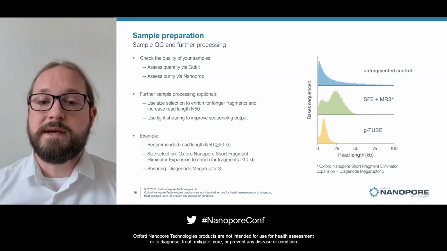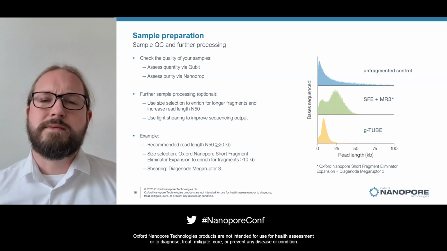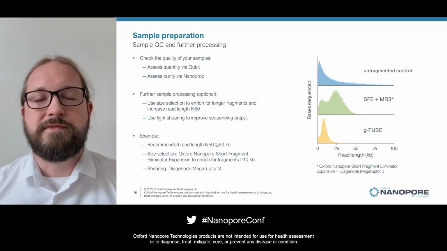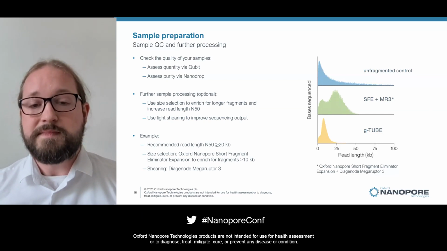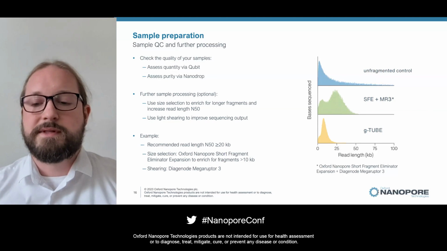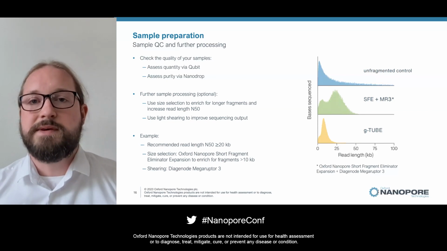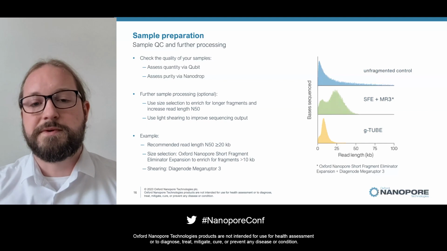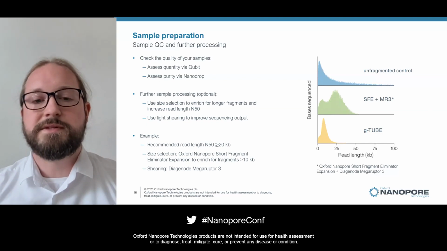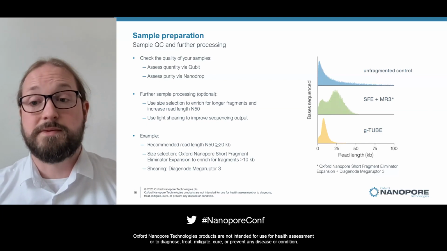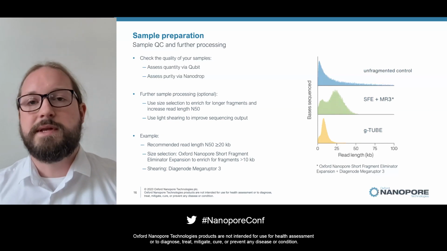For our example here, which is tumour-normal sequencing, we generally recommend roughly a read N50 of 20 kb as a good starting point. It's not a hard restriction, so even if you have more fragmented libraries with shorter read length, you can get tons of information out of your tumour-normal sequencing, and I'll show you an example of this later, but 20 kb is a great starting point.